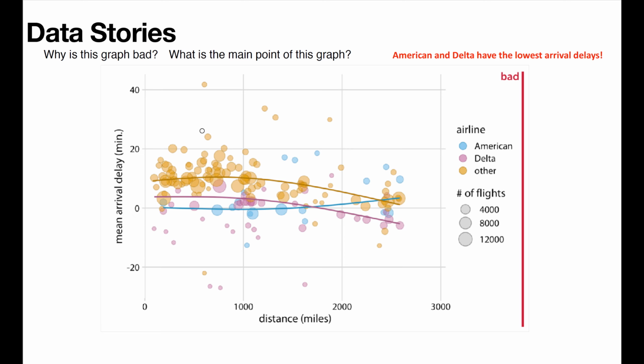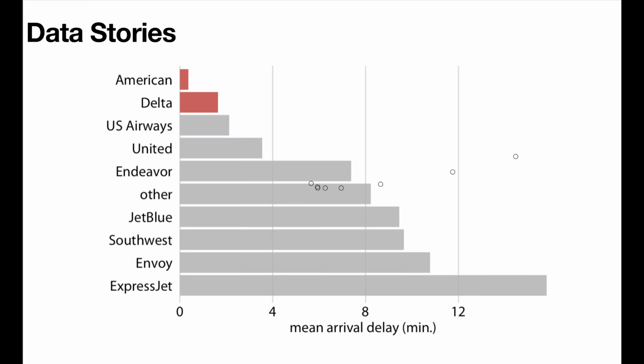In fact, it turns out that American and Delta, of all the various airlines, have the lowest rate of delays. So this graph, well, it's just plain confusing, and it is artificially singling out American and Delta Airlines as though there's some kind of problem with these airlines. A bar graph makes it much more clear that American and Delta are doing extremely well in terms of the mean arrival delay times.